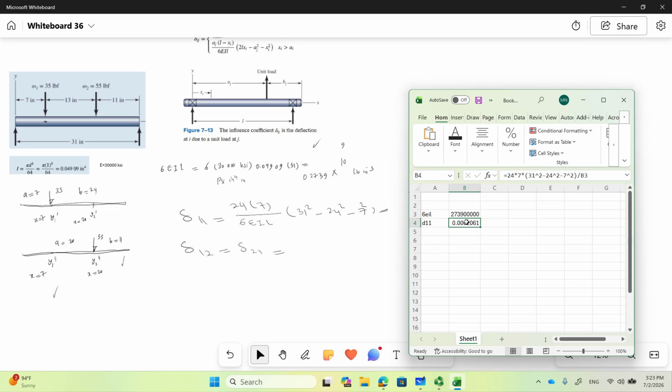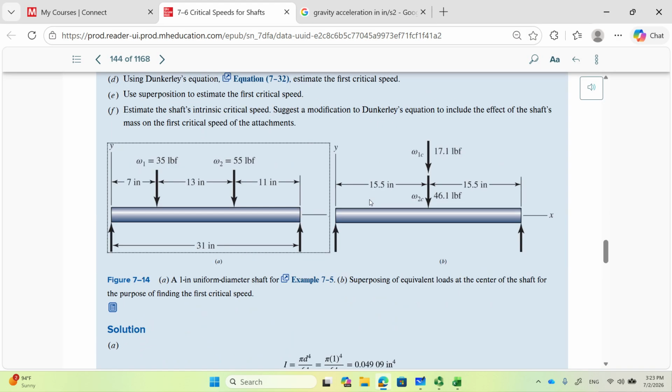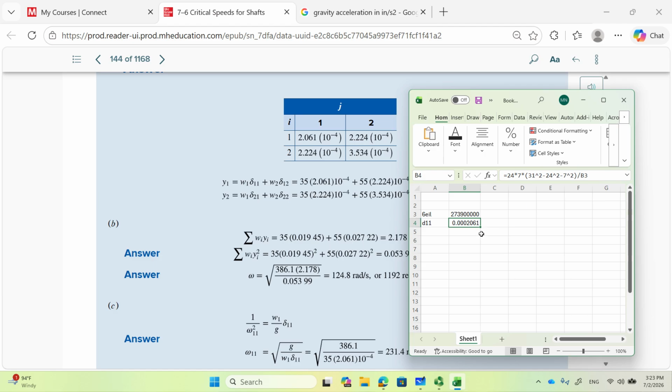Alright, so you see, the first influence coefficient is going to be 0.00002061. Let me see if I got it right with what the book has. Yeah, that's right. Alright, so since all of them have 10 to the negative 4 repeated, if I multiply this by 10,000, this is what the book has, right?